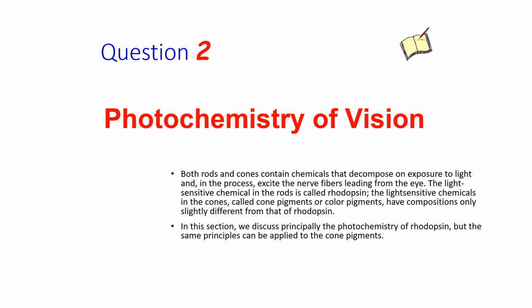Photochemistry of vision. Both rods and cones contain chemicals that decompose on exposure to light and, in the process, excite the nerve fibers leading from the eye. The light-sensitive chemical in the rods is called rhodopsin. The light-sensitive chemicals in the cones, called cone pigments or color pigments, have compositions only slightly different from that of rhodopsin. In this section, we discuss principally the photochemistry of rhodopsin, but the same principles can be applied to the cone pigments.